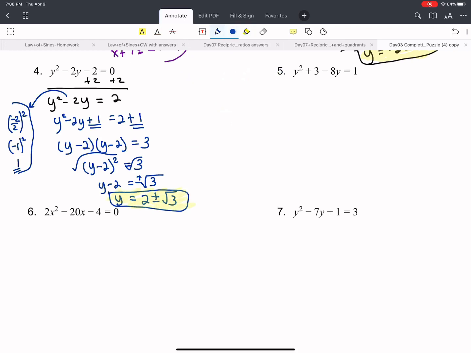Okay, let's try another one. So this one's a little weird because they're in a little funny order. See how it's y squared, then plus 3, and then minus 8y. Remember, we got to isolate this and get rid of the constants. So I'm going to get rid of this constant. I don't need it. And then I'll have y squared minus 8y equals negative 2. Now I can take, so what's that number? What's the magic number that we're going to add to both sides?